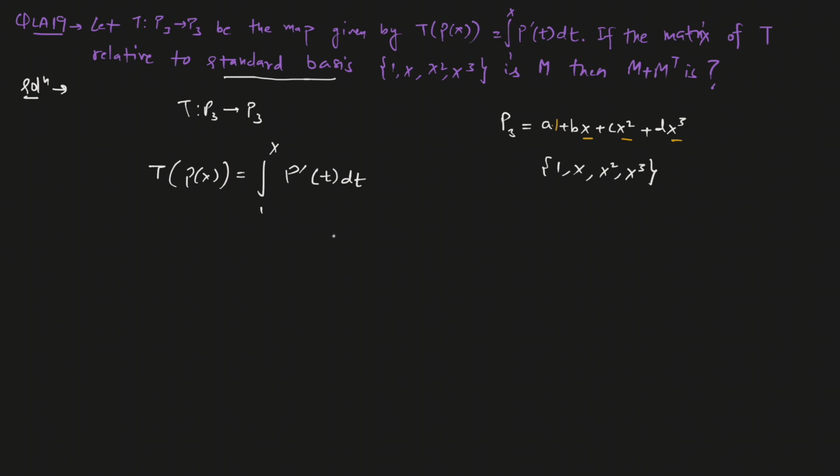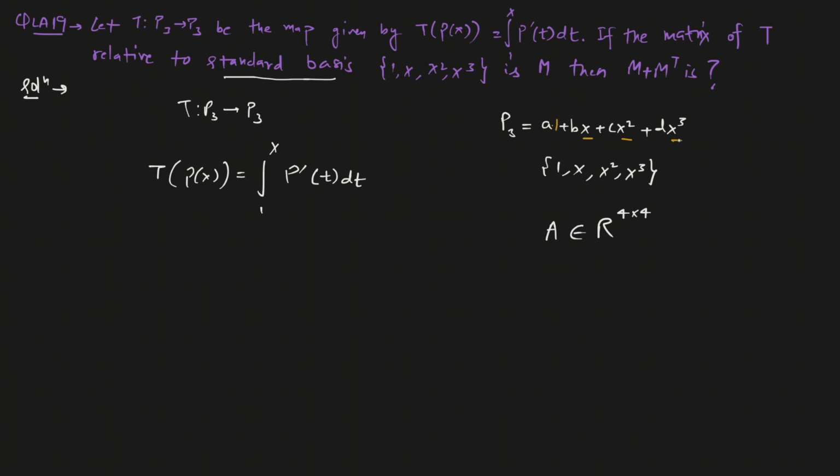Okay, so we need to find the matrix representation. As I already told you, this is a P3 to P3 transformation, right? Let us suppose A is the matrix representation for T. So it belongs to R 4 cross 4. Now you may be saying, why 4 cross 4? It is a transformation from P3 to P3. Yes, but P3 contains 4 terms, right?